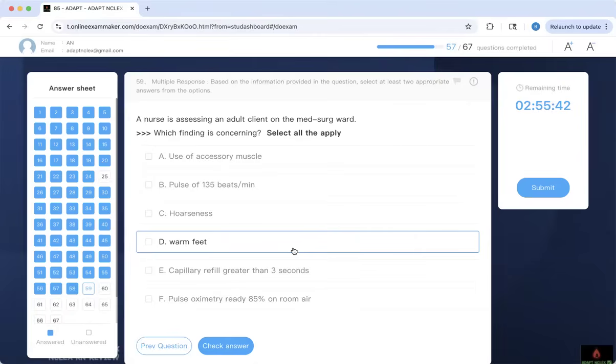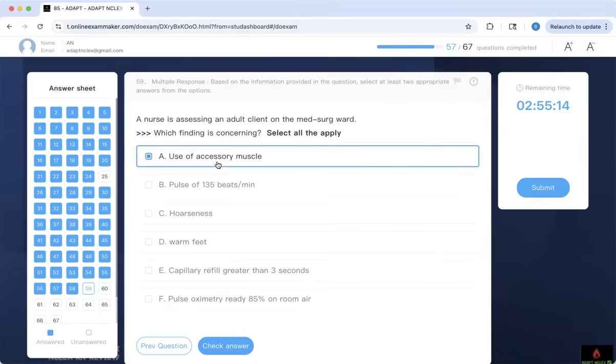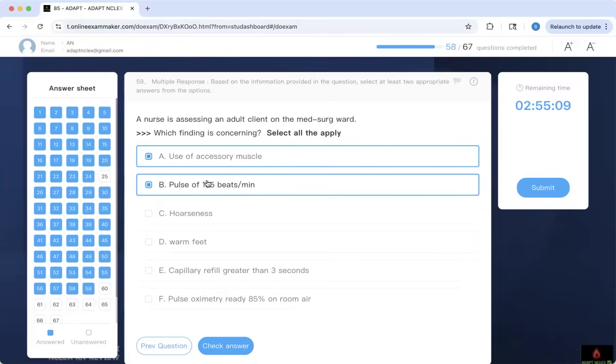And then, assessing an adult client on the med-surg unit, which findings are concerning? Select all that apply. Use of accessory muscles. Pulse of 135. Hoarseness. Warm feet. Capillary refill greater than 3 seconds. Pulse of 85. What do you think? Which one should be concerning to you? Accessory muscle use is a respiratory issue. A pulse of 135, your adult should not go that far.